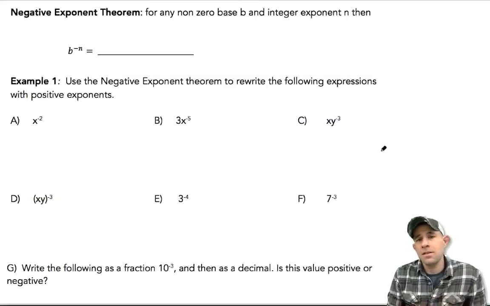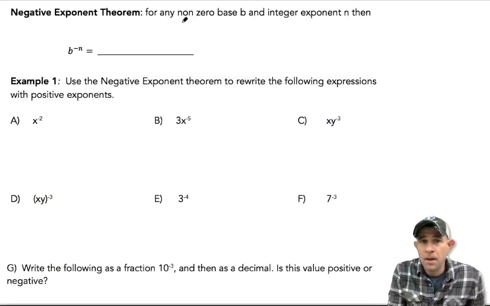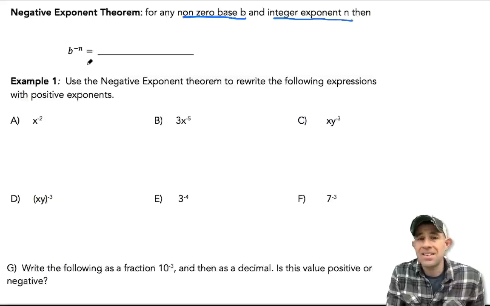Today we're taking a look at the negative exponent theorem. So what happens when we have a power expression with a base raised to a negative exponent? Well, it simply says for any non-zero base b and an integer exponent n, b to the negative n can be rewritten as 1 over b to the positive n.